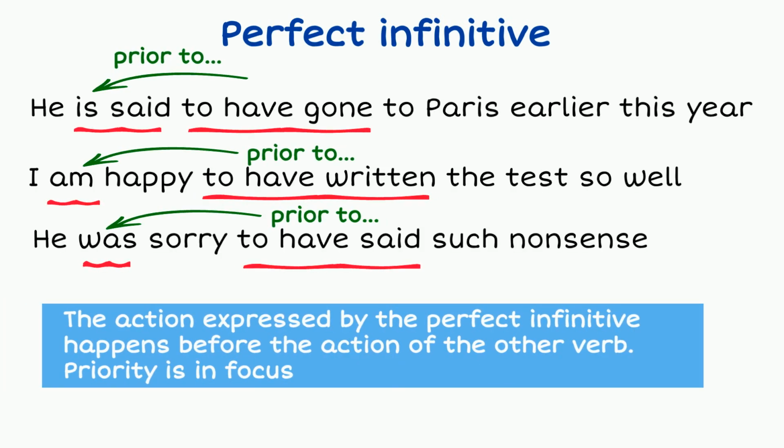The action expressed by the perfect infinitive happens before the action of the other verb. Priority is in focus. In our first example, someone went to Paris first, and only after that people began to talk about this. More examples. I'm happy to have written the test so well. Happy now, but to have written some time before. One more. He was sorry to have said such nonsense. Nonsense had been said before he was sorry for that.